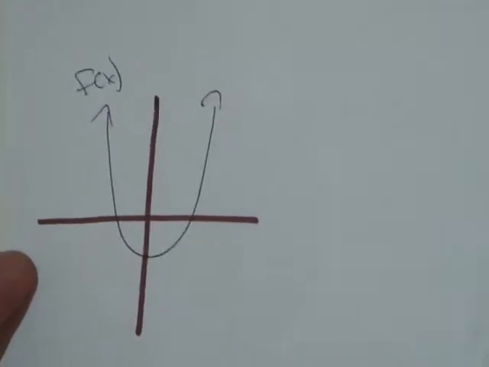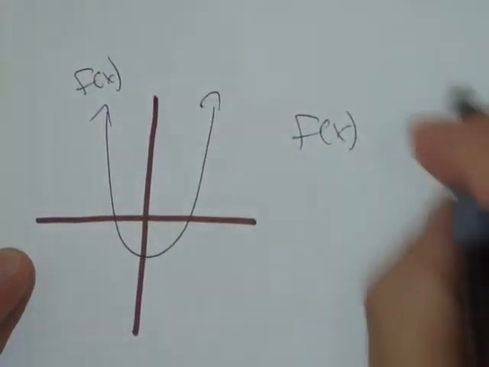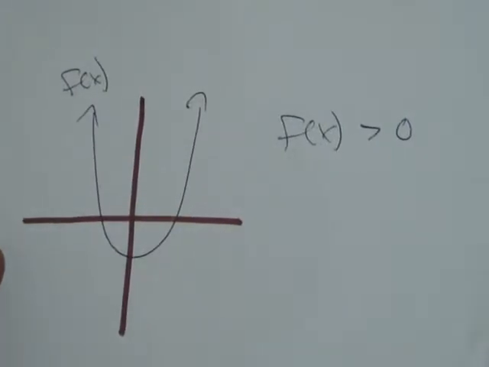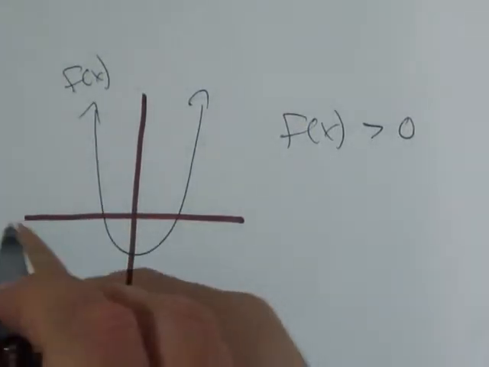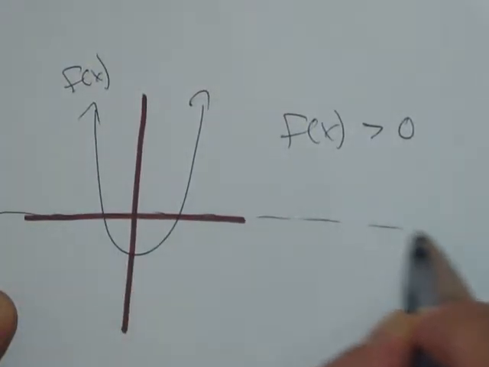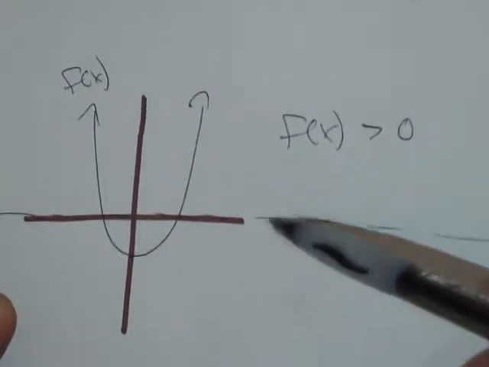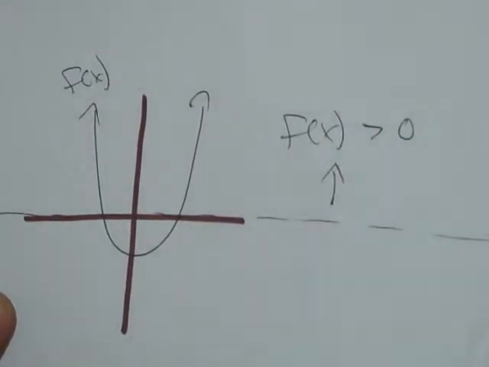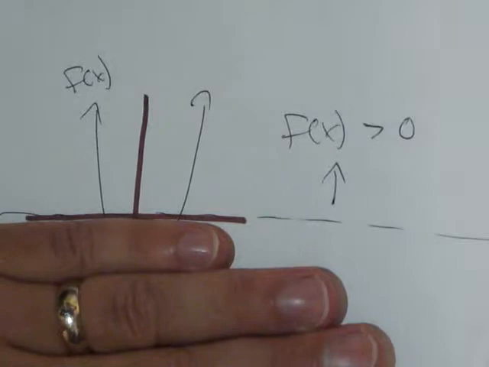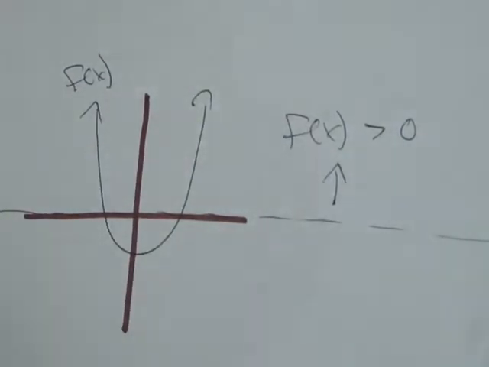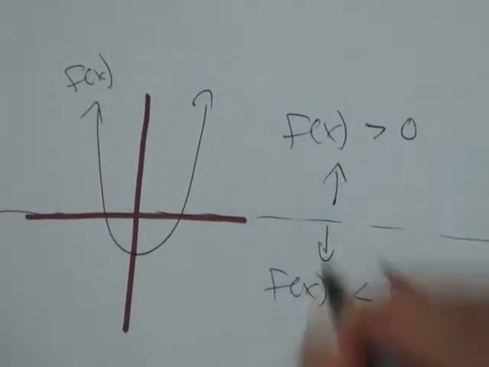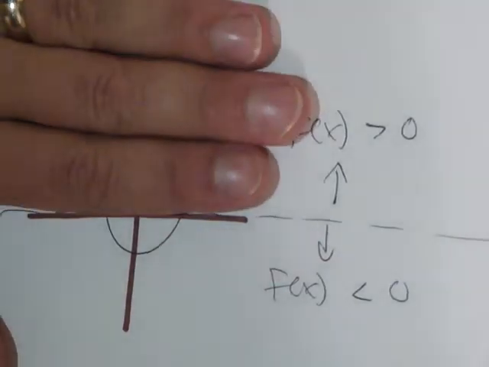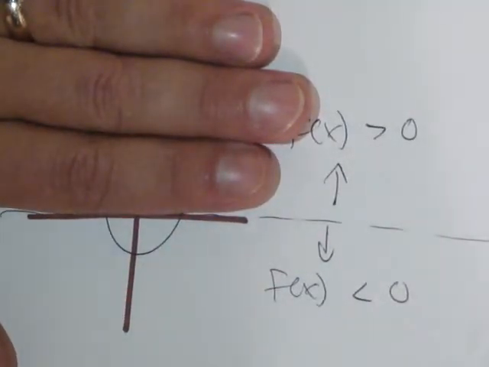So here's how this works. What they're going to ask us to find out is when f of x is greater than 0. And here's how that works. We take this graph and we cut it in half at the x-axis. Whenever the graph is above the x-axis, that's when it's greater than 0. So if we cover up like this, these are the times it's greater than 0. Whenever the graph is below the x-axis, that's when it's less than 0. So this right here, that's when it's less than 0.